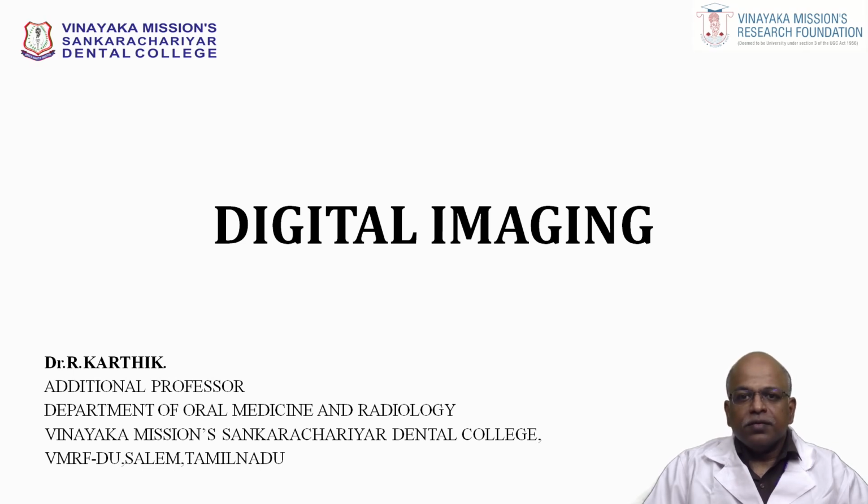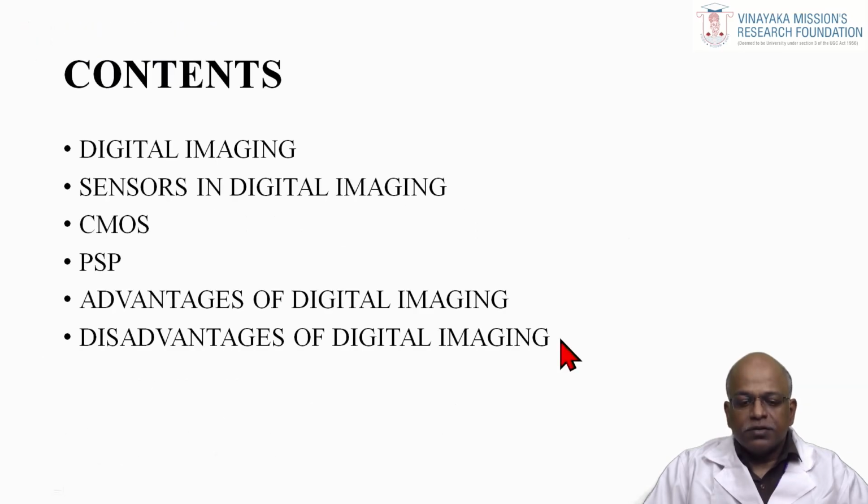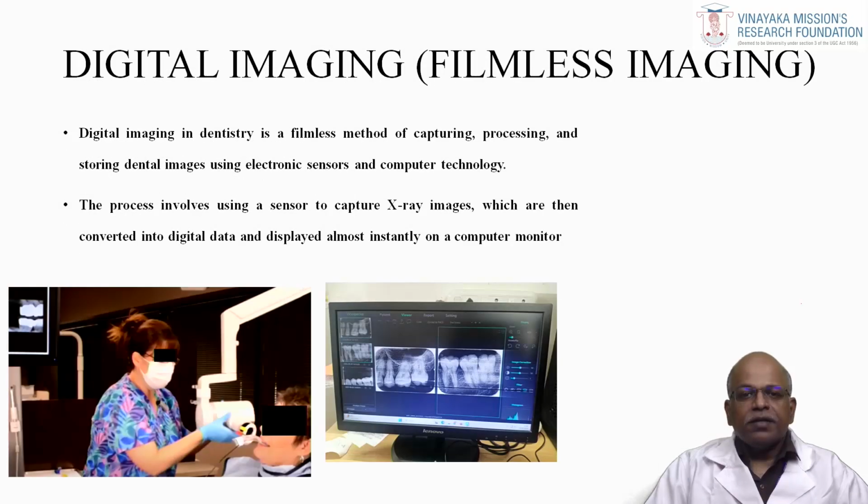I'd like to speak on a few points about digital imaging. The contents of today's seminar is digital imaging. What do you mean by digital imaging? Sensors used in digital imaging, such as CMOS sensors, photostimulable phosphor plates, the main advantages of digital imaging, the main disadvantages of digital imaging. Digital imaging is also known as a filmless imaging method of capturing the radiographic images.